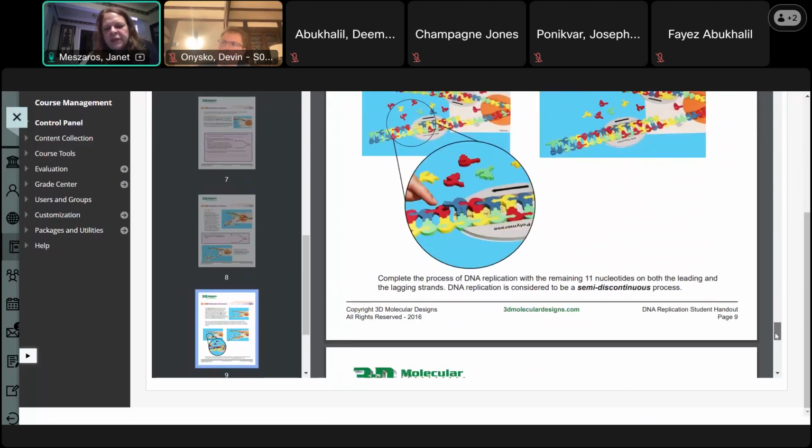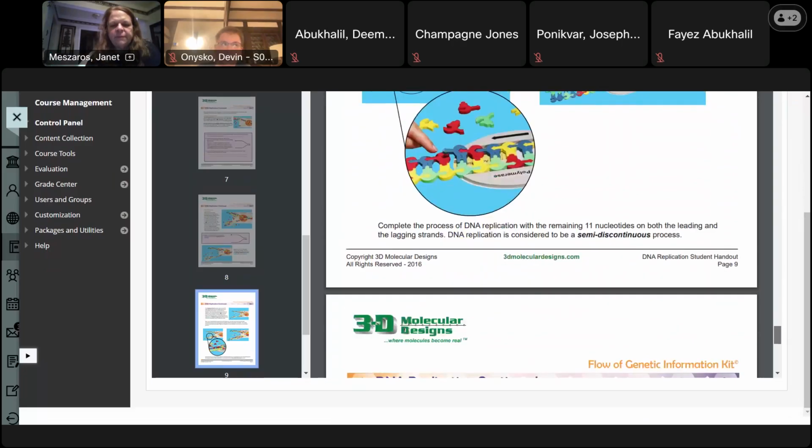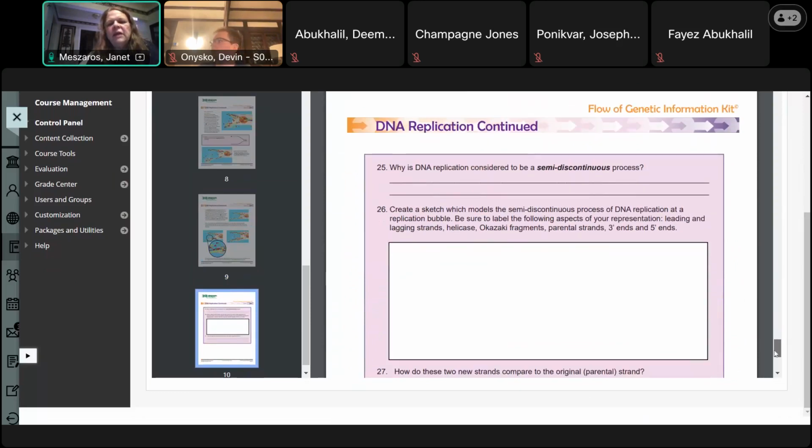Complete the process of DNA replication with the remaining 11 nucleotides on both the leading and lagging strand. DNA replication is considered to be a semi-discontinuous process. That's important too. Why is DNA replication considered to be a semi-discontinuous process? Because it's done in sections, okay?